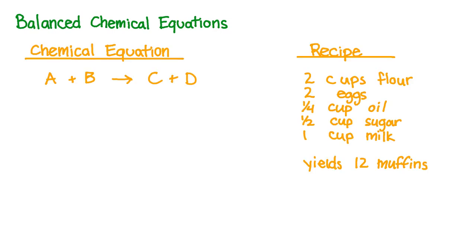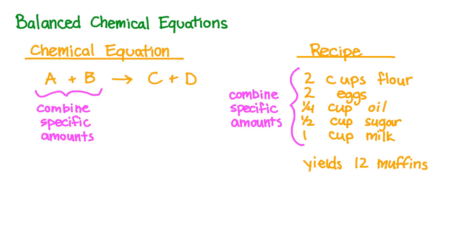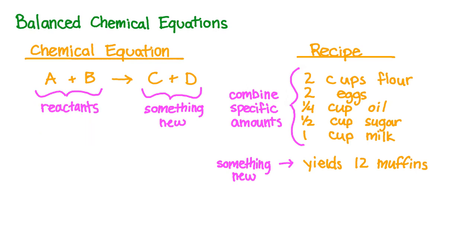A chemical equation is kind of like a recipe that you might follow to make some baked goods. When we're following both a recipe and a chemical equation, we combine specific amounts of our starting materials to create something new. While we're following our recipe, we combine specific amounts of our ingredients, like flour, sugar, and eggs. But when we're following a balanced chemical equation, we're combining specific amounts of chemical compounds, which we call our reactants. And then the reactants chemically combine to form the products.